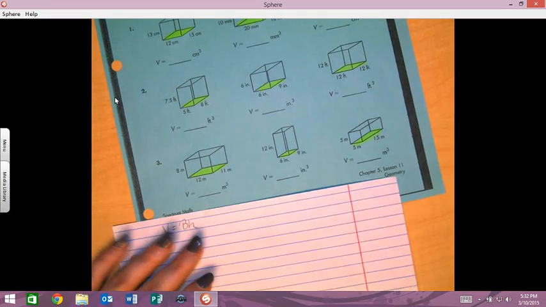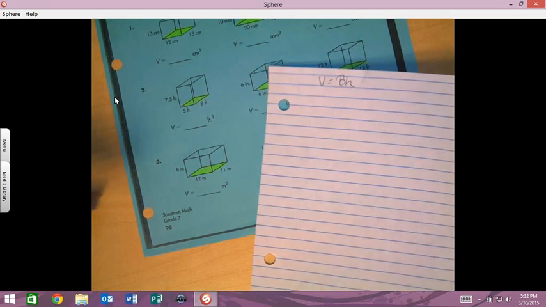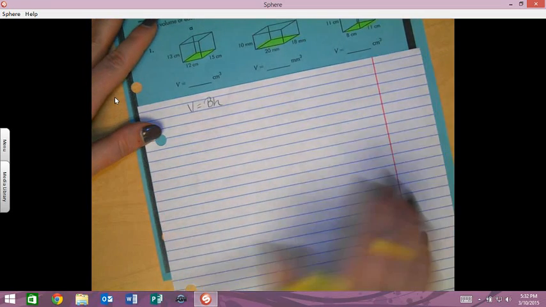Alright, so you're going to need an extra sheet of paper because there's no way you're going to be able to fit all this on here. Most of you won't be able to fit your work on here. So what we're going to do is solve it out.